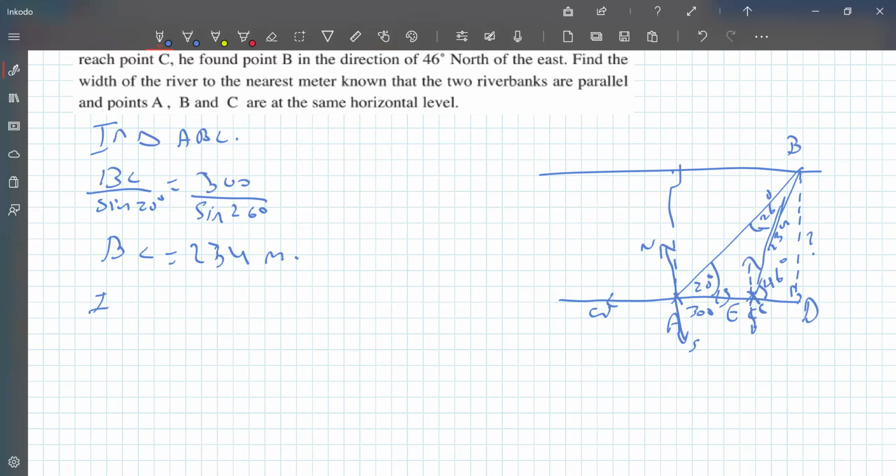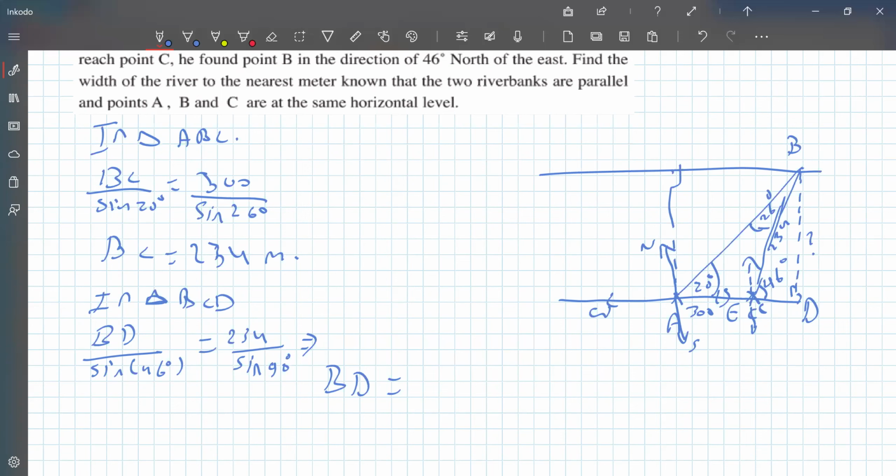Triangle BCD. We want to find the length of BD. So BD over sine its opposite angle, 46 degrees, equals the known side length, which is BC, whose length we just found, 234, over sine the measure of the angle opposite to it, which is 90 degrees. Angle D is 90 degrees.